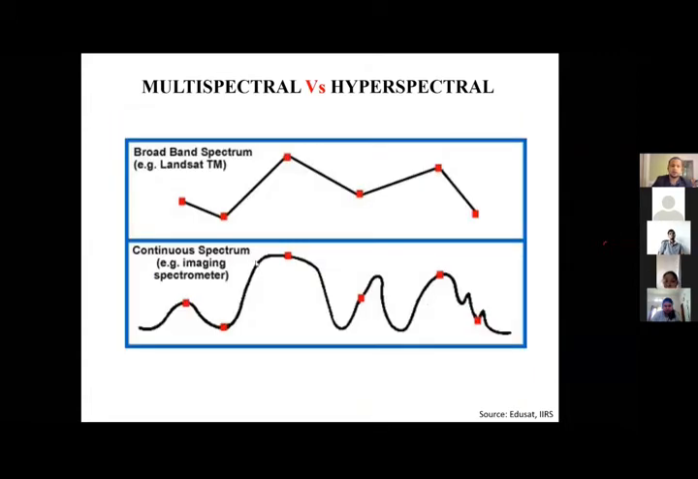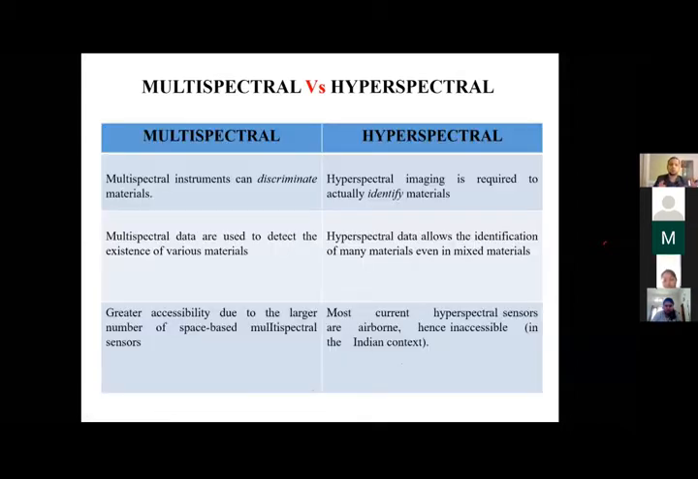Here again, the comparison of the spectra. If you see, this is very, very rough spectra, and we do not have a continuous spectra like we have in the case of a hyperspectral data set. So both multispectral and hyperspectral have their advantages and disadvantages. So what can multispectral data do? Actually, multispectral data can discriminate materials, but hyperspectral can identify material.